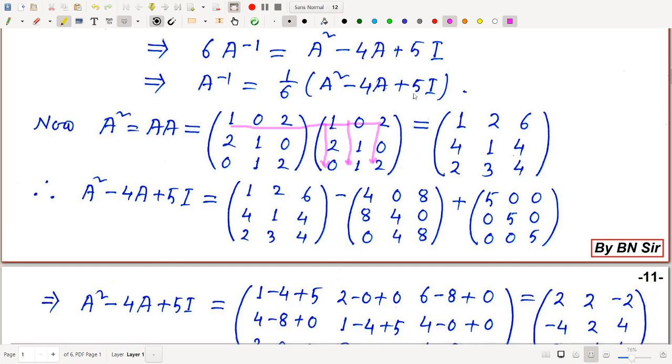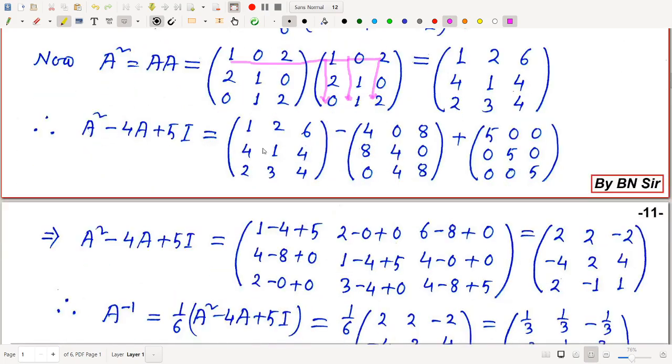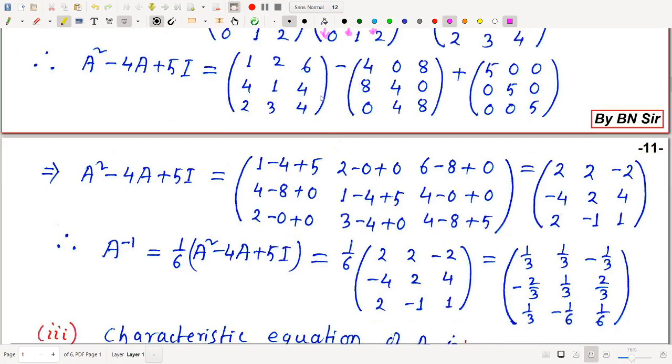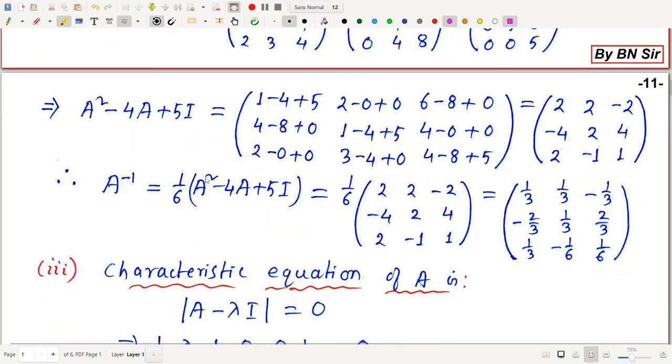Now A square minus 4A plus 5I, let us calculate first. This is A square, we have substituted the value here, and 4A, this is A, multiply every element by 4, we have got this, and 5I means diagonal 5, 5, 5, from the unit matrix 1, 1, 1. Now we have calculated this matrix minus that plus that, so as usual we have subtracted and added, and finally we have got this matrix. Therefore A inverse will be 1 by 6 of this matrix expression, and that is 1 by 6 into this matrix, with 1 by 6 taken inside. So we have got the inverse using Cayley-Hamilton theorem without verifying it.